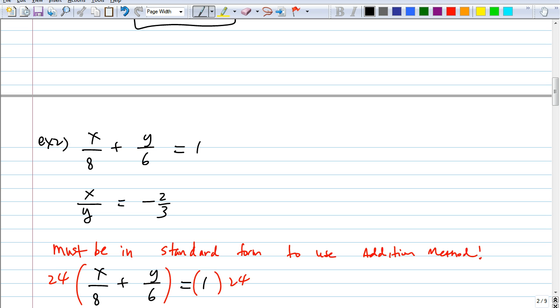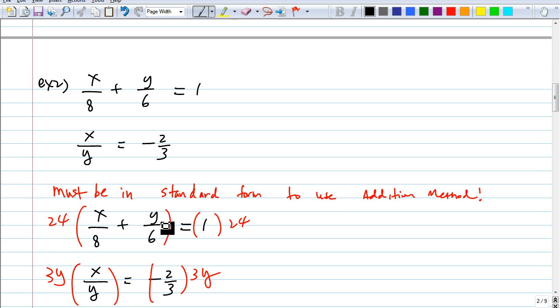Oh, and then the bottom one. What should we multiply the bottom one by? What is the LCD for y and 3? 3y. Very good. Did you all do this? Yeah, question? Oh, you did it by -3y? Oh, I see. So that's right.